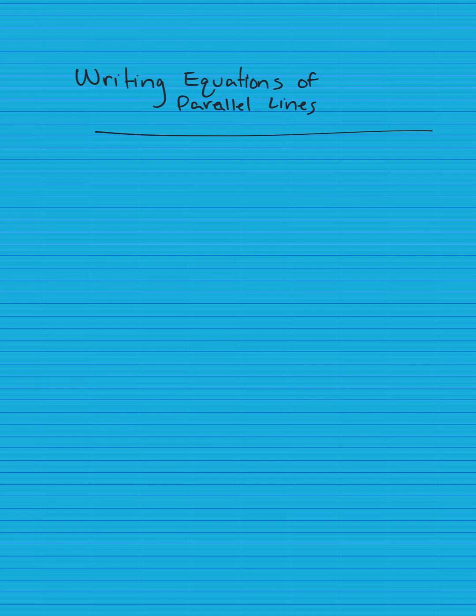Okay, we're going to look at how we can write an equation of parallel lines. So first, to review, it is most important to know that if it is a parallel line, it has to have the same slope, the exact same slope. It could be in a different form.